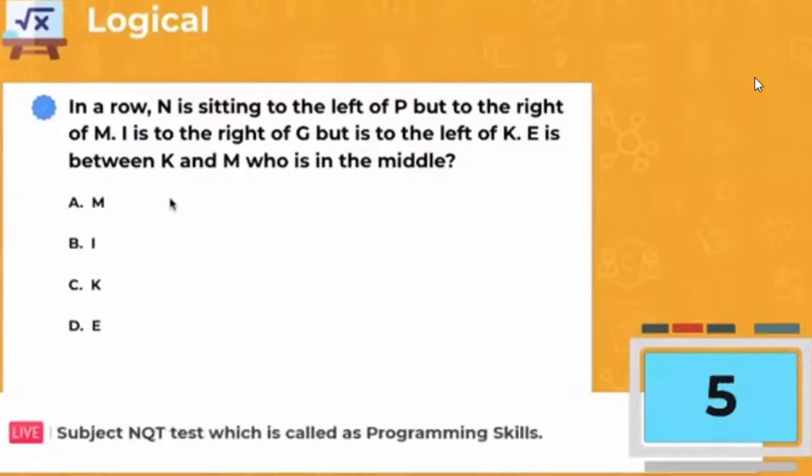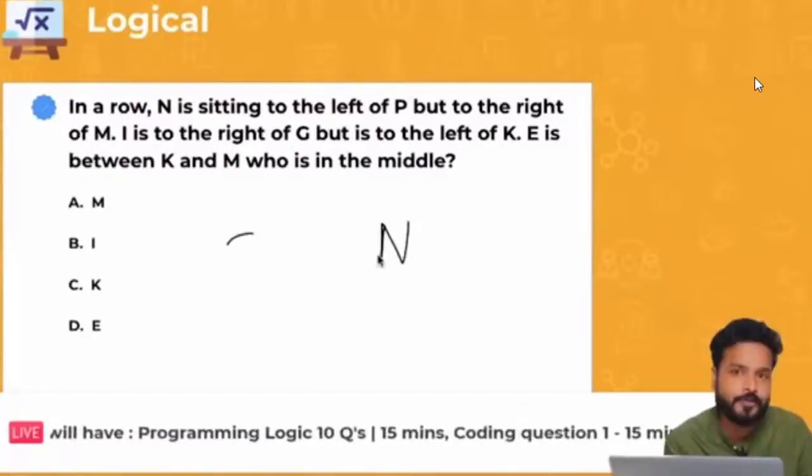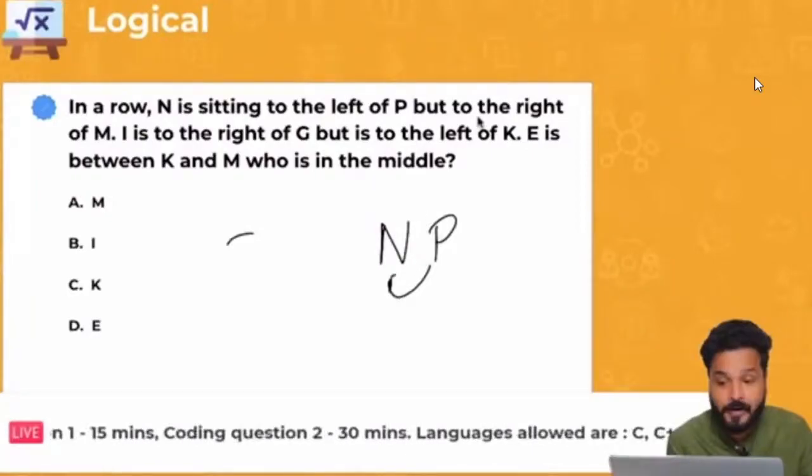Okay, so how did you get the solution for this one, guys? Let me tell you how we solve this particular question. It says, in a row, N is sitting to the left of P. So there should be P here. This is left of P, but to the right of M. So N is sitting to the right of M. So where should M sit? M should sit here, right?